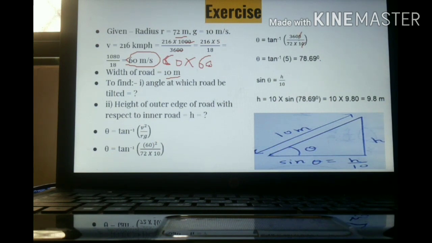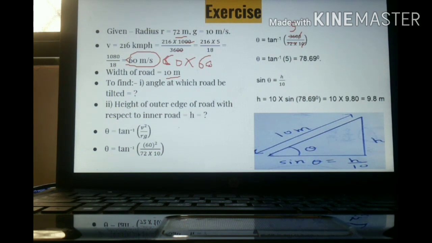These will cancel, and 72 times 5 is 360. So what we have got? Theta is equal to tan inverse of 5. And tan inverse of 5, if you use your logbook, you will get this answer, that is 78.69 degree. Now what is the next question?